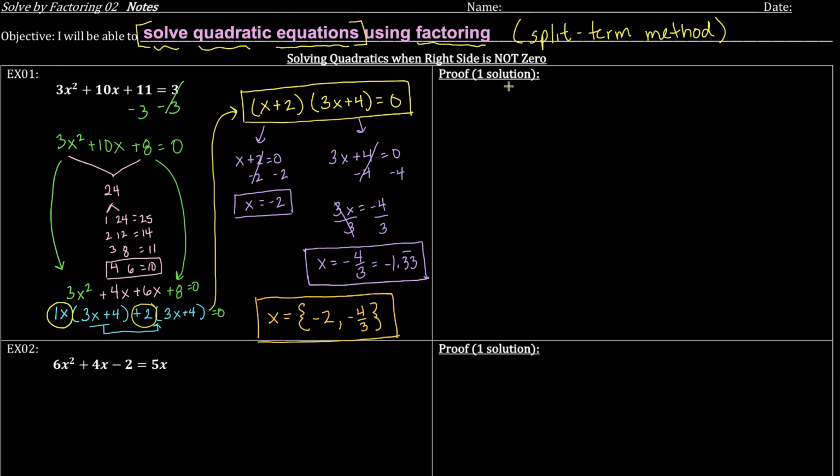All right, proof. So it wants me to offer proof for one of the solutions. So I guess I'm going to use the negative 2. Remember, both of these work. I'm just going to use one, though. Oh, I got to use the original one. Remember, I only use this one to help me with the original. So 3x squared plus 10x plus 11 equals 3. And for my x, I will substitute in negative 2.